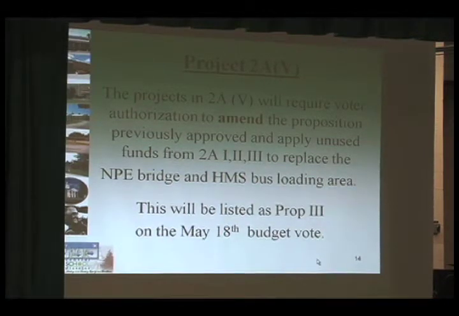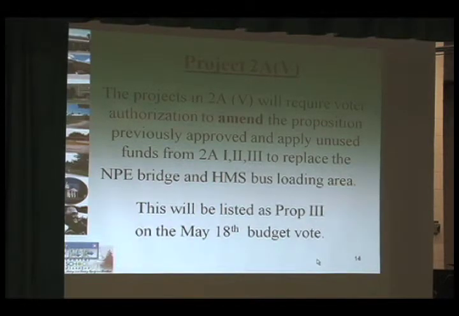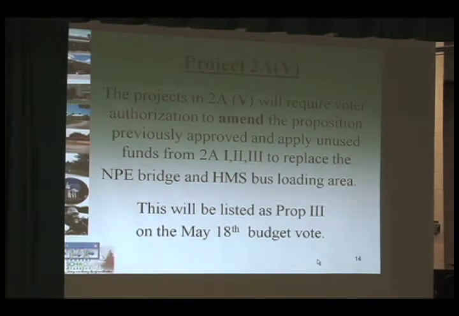Again, Project 5, which is the funding for the bridge and for the middle school bus loop, will require voter authorization to amend the proposition previously approved and apply the unused funds from the success that we've had in the bidding of the first three phases. This will be a part of the May 18th budget vote.